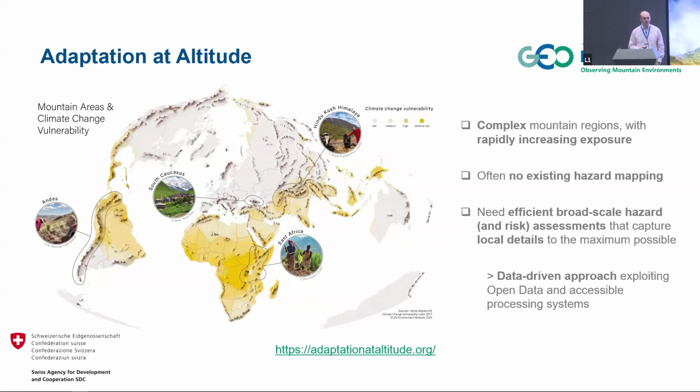These are complex regions where in many cases the number of people, and therefore the exposure, is growing rapidly. Often there is no existing hazard mapping, and therefore we need an efficient method to derive broad-scale hazard, and eventually risk estimates, that capture the local details to the greatest extent possible. These events are of course very spatialized locally, and this is therefore a data-driven approach which exploits existing open data and also this accessible computation system, Google Earth Engine.